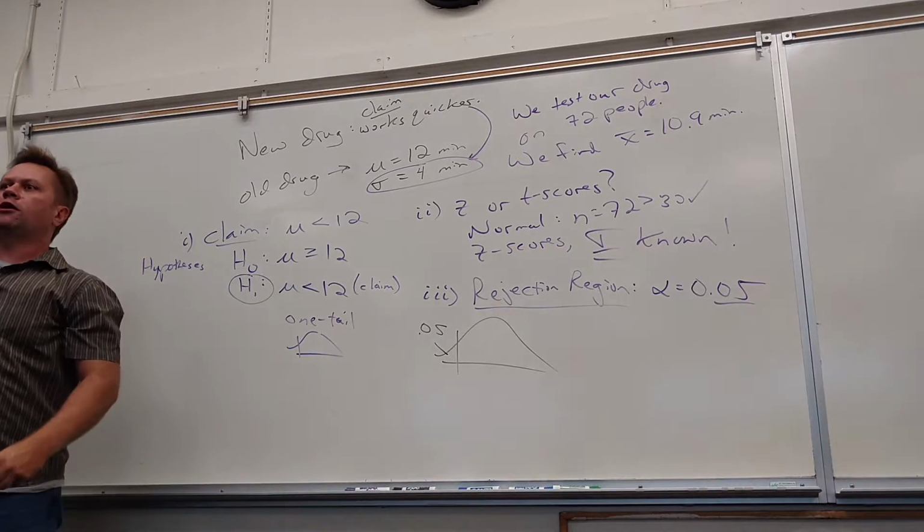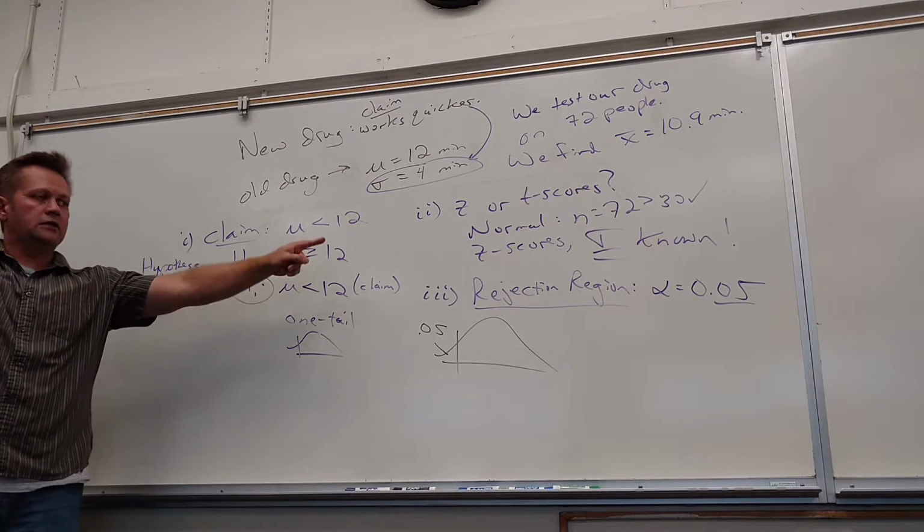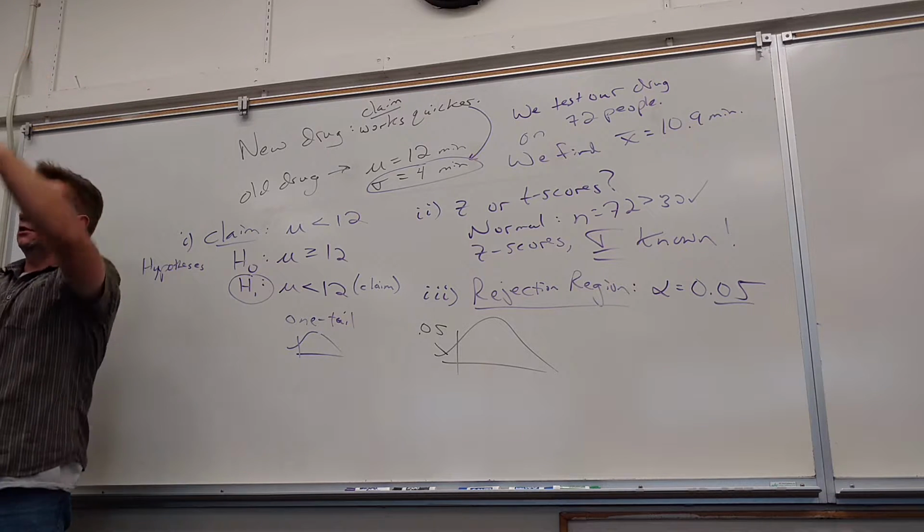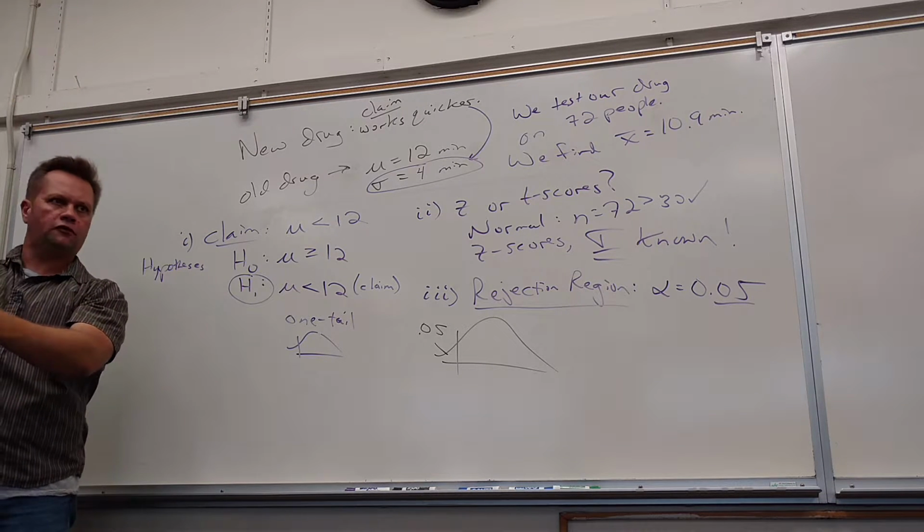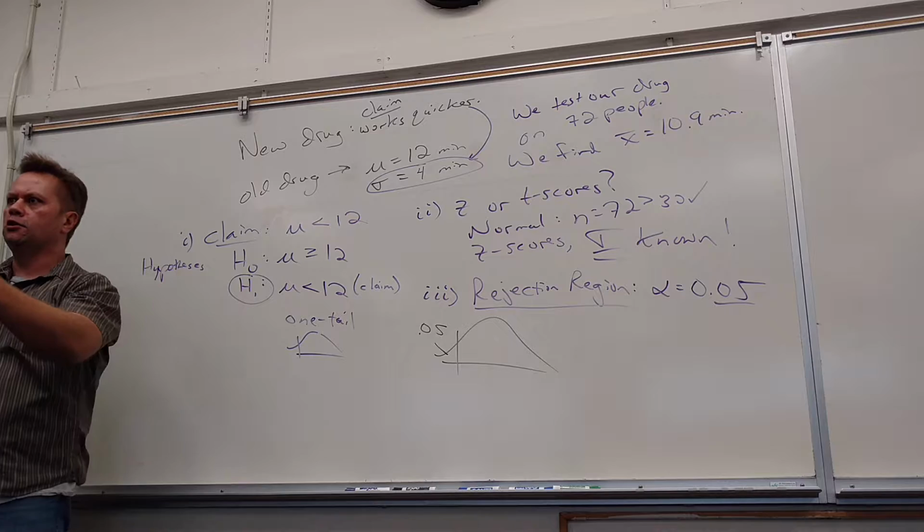So if you look at your T-chart, why would you look at your T-chart to get a Z-score? Because it's on the bottom, and the T-chart is set up beautifully for hypothesis tests. Thank God I can use that.